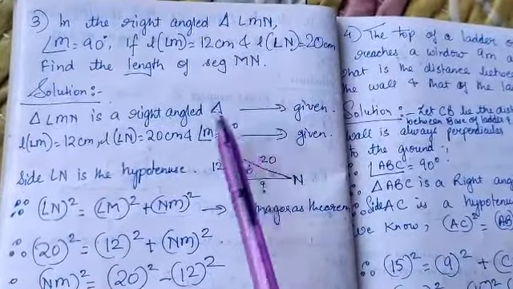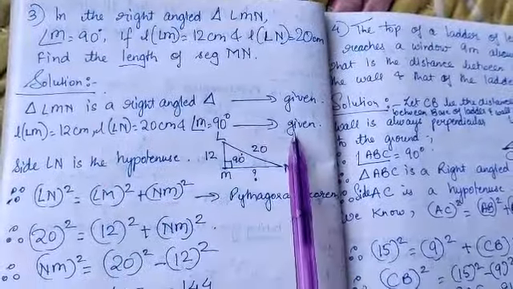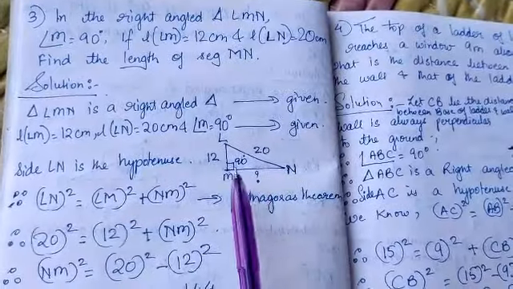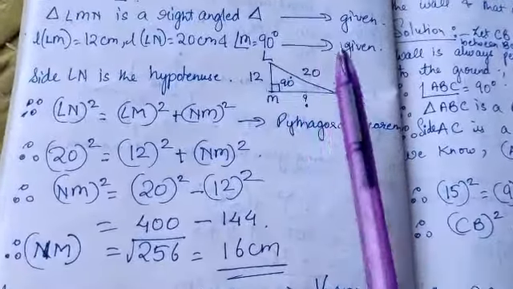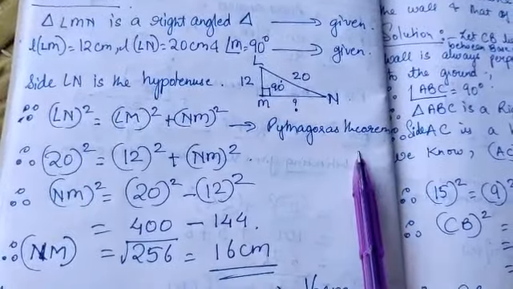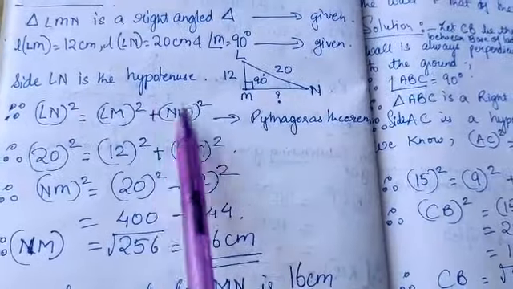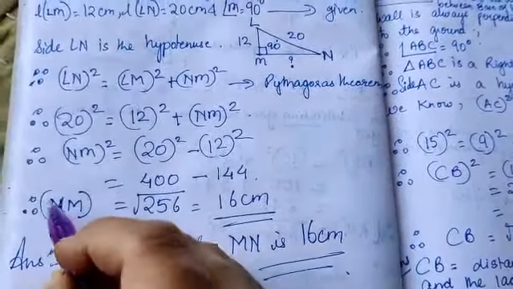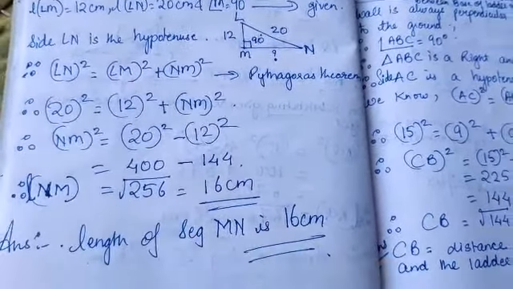Here we'll just put down whatever is given to us, that it's a right angle, then the measurements, and we'll state that side LN is the hypotenuse because obviously it's opposite to the 90-degree angle. Once we do that, we'll state the Pythagoras theorem that hypotenuse whole square is equal to the sum of the squares of the other two sides. We solve it and we get the value of MN. Length of MN is equal to 16 centimeters.